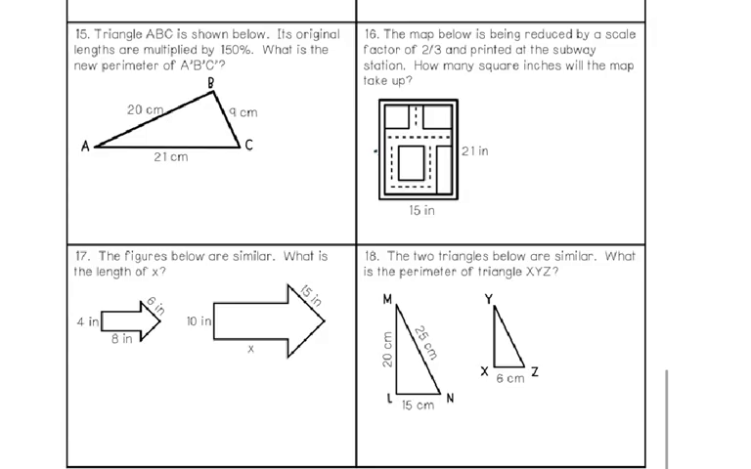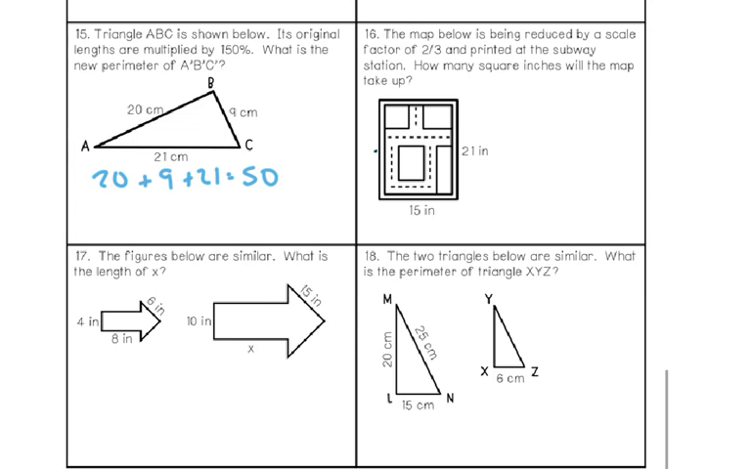Question 15 is asking about the perimeter. I know that perimeter is the distance around a figure. So first I'm going to start by getting my original perimeter, which is 29 plus 21. Perimeter is 50. Now I know that my scale is 150%.